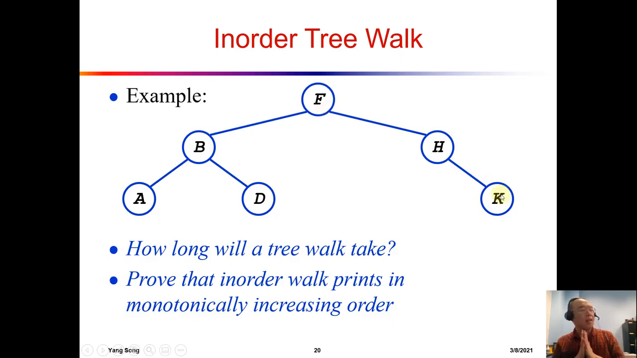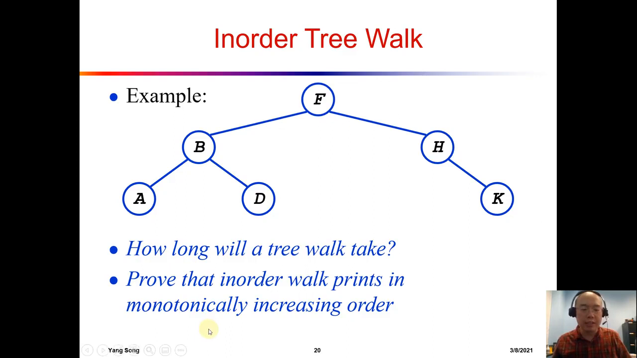Okay, so the next question I want to talk about is how long will a tree walk take? Well, you may have this feeling. The feeling is we are touching each of the nodes once. We are only printing the value of such a node once, right? So if we have n nodes in the tree, what does this mean? This means a tree walk will take Theta(n) time, right? Precisely, we are visiting all the nodes and printing the value once. So that is a Theta(n) algorithm.